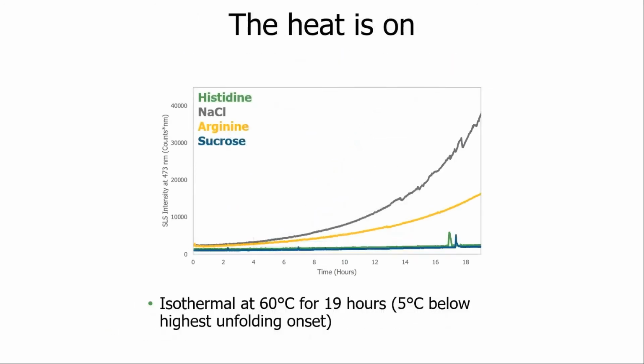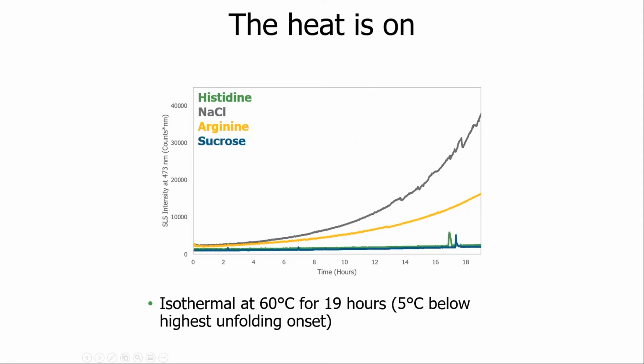For this result, because the 473 nanometer blue laser hasn't yet been the star of the show, we'll look at the SLS intensity for that laser. What we see agrees with the aggregation behavior that we've seen so far, which is that sodium chloride has the fastest rate of SLS intensity increase, indicating that aggregation is starting and proceeding faster in that sodium chloride sample. Arginine is a little bit behind that, and it's aggregating not quite as fast. And histidine and sucrose show very little aggregation.